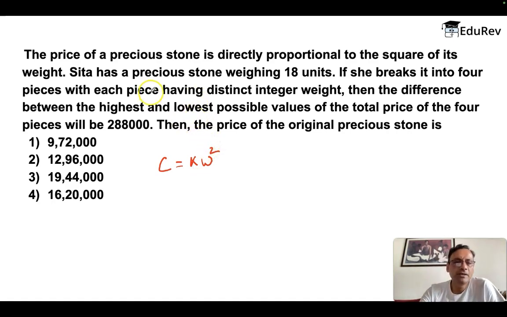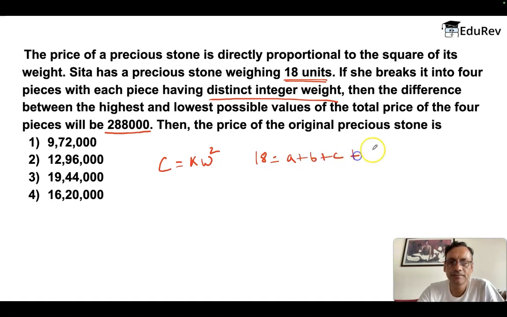Same concept. But here it tells you that Sita has a precious stone weighing 18 units. So the initial weight is 18 units. If she breaks it into 4 pieces with each piece having distinct integer weight, then the difference between the highest and the lowest possible values of the total price of the 4 pieces will be 2,88,000. Then the price of the original stone is how much? There's a slight twist in this question, right? So basically 18 gets broken into 4 pieces. So 18 is equal to A plus B plus C plus D. Okay. So cost 1, C1, is equal to K into, let's say these are units, so you can just take directly 18. 18 square.